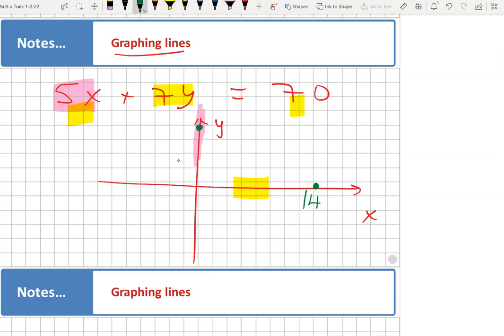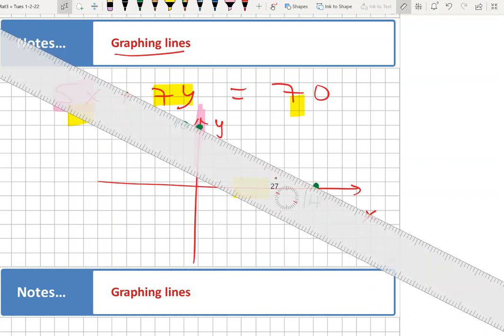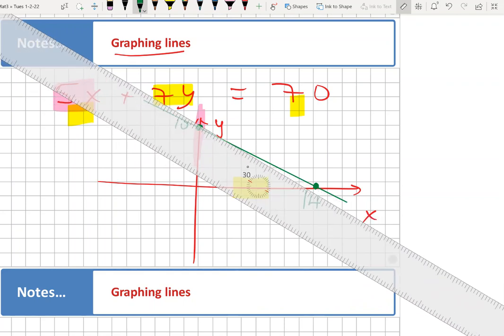Again, I'm not counting boxes or working to scale. Call that 10. You will do this when you're doing exams, and you'll be given a grid to work on. Okay, and there's your line. Very simple.